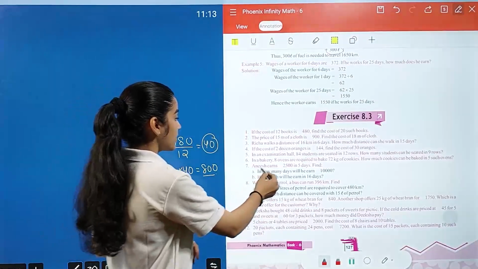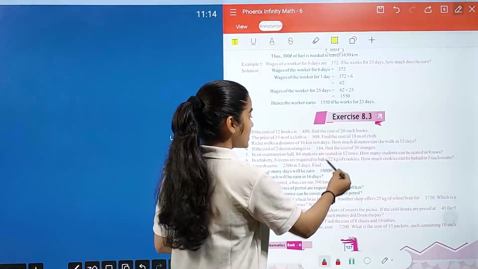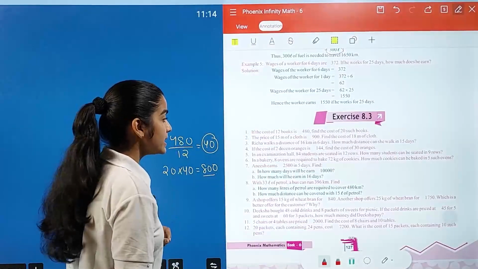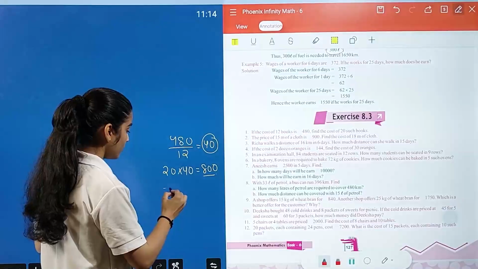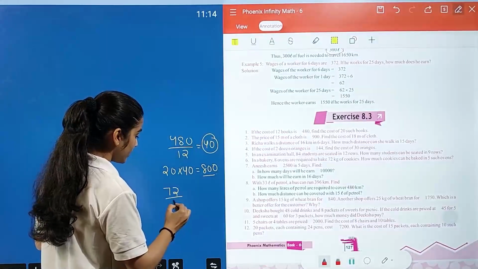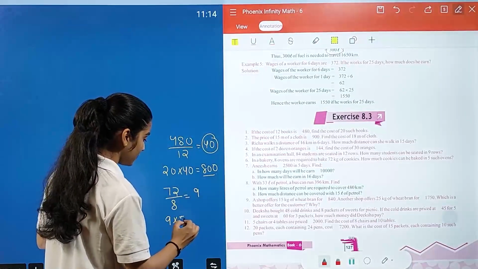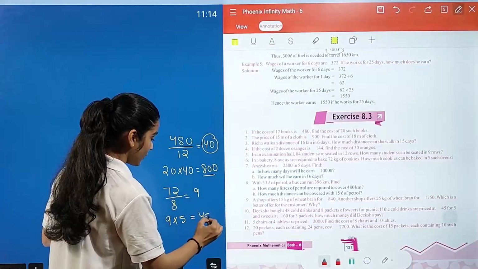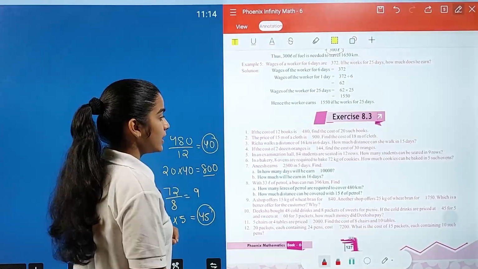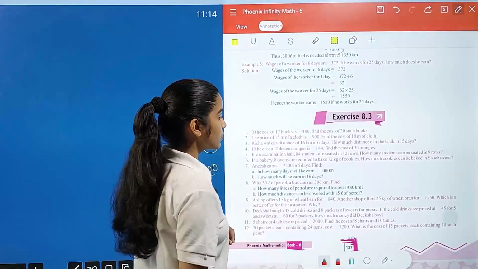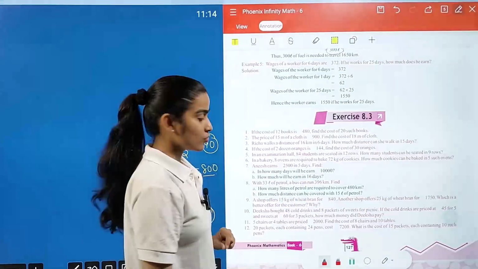Now, in a bakery, 8 ovens are required to bake 72 kg of cookies. How many cookies can be baked in 5 such ovens? So 72 divided by 8, you will get 9. Now 9 multiplied by 5 is equal to 45. So 45 kg of cookies can be baked in 5 such ovens.